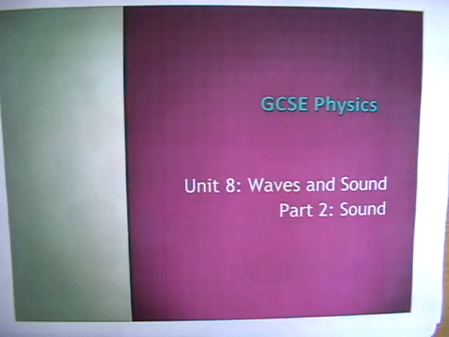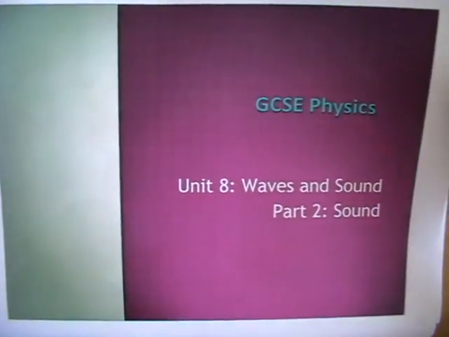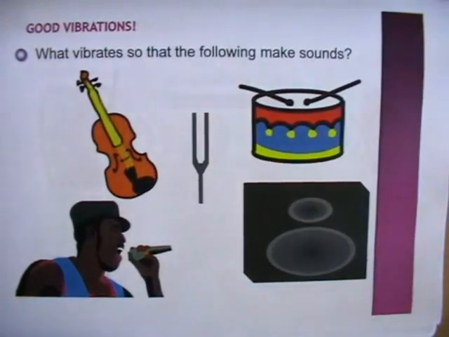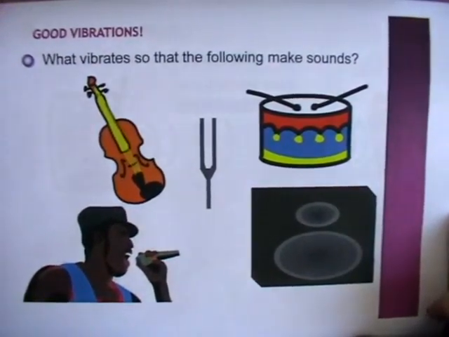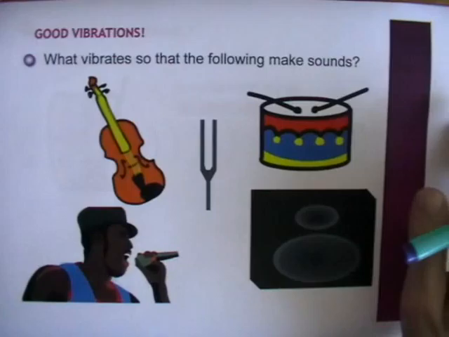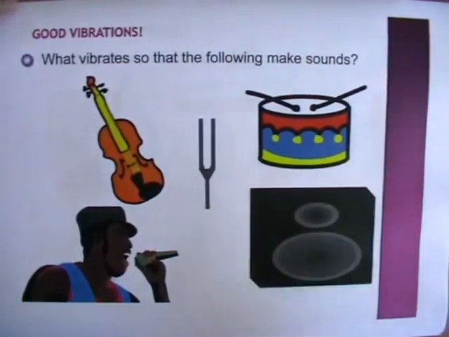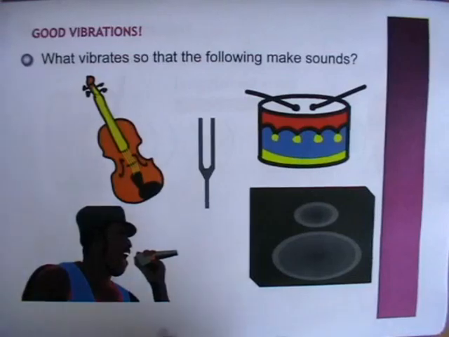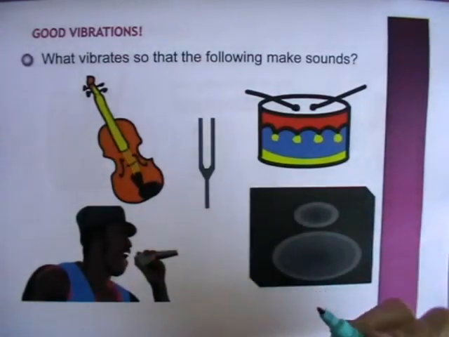Part 2 of podcast 8, Waves and Sound, and part 2 is about sound. Okay, so whenever sounds are made, we know that something vibrates, and that's what causes the sounds. And once the things vibrate, they vibrate the air, and that reaches our ear. So what vibrates when the following make the sounds?